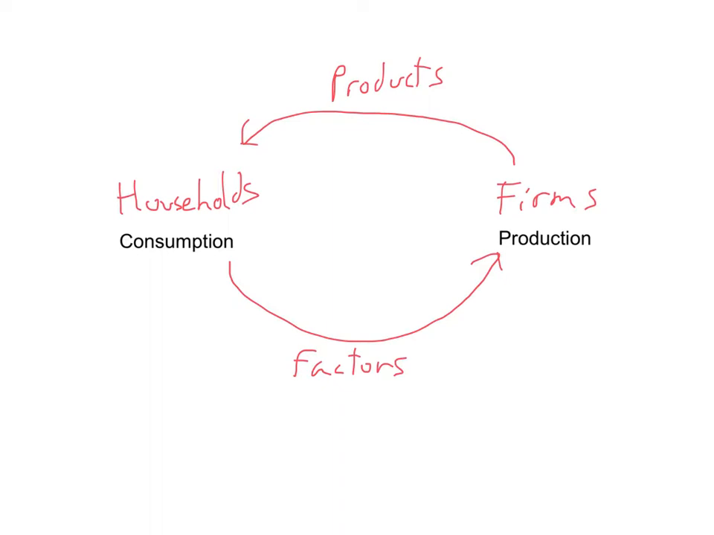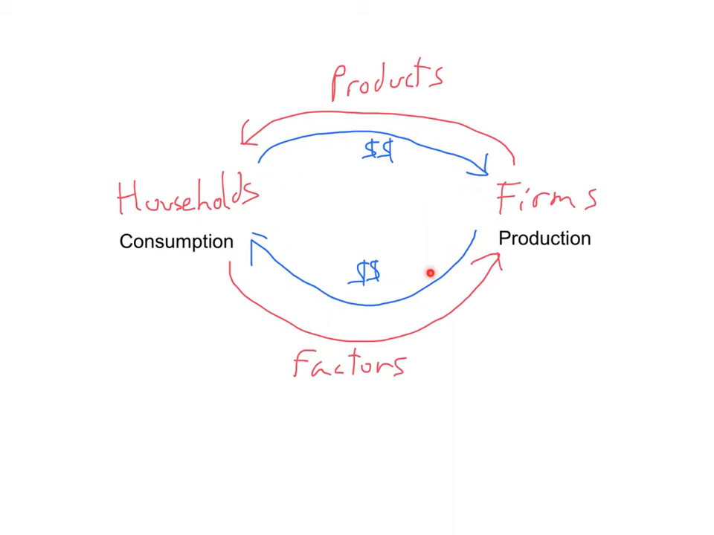Now, households and firms don't actually trade these things directly, right? That would be barter. But we don't do that. Instead, firms pay households in exchange for their factors in money, for us dollars. And then households take that money and use it to purchase the products. Now, what's really happening under the surface, again, is that households are trading their factors, and in exchange, they're getting products. But this process is mediated by money.